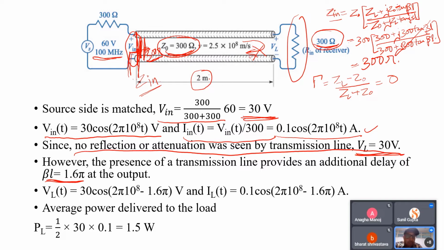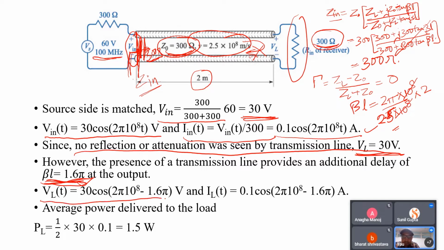So beta L you can calculate as 2 pi by lambda, which is 3 into 10 raised to the power 8... sorry, it should be 2.5, thanks for correcting me. Okay, it will be 2.5. So from here you can calculate the value of beta L.